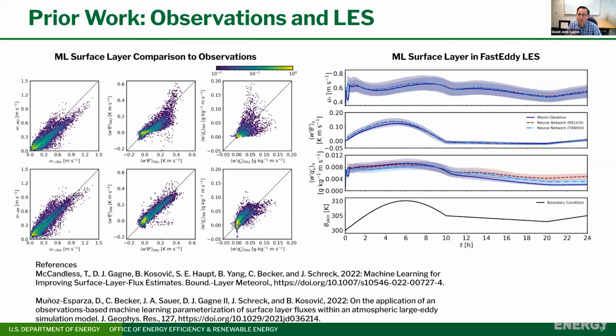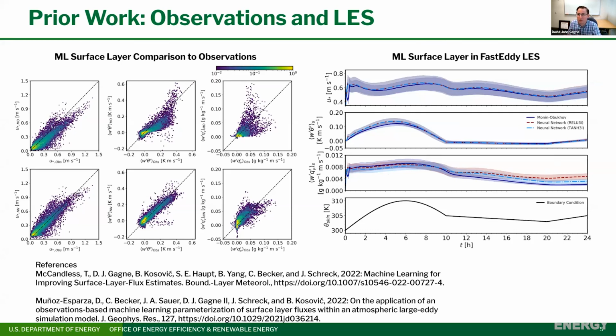We get much bigger differences with the moisture flux, but I think that's because the underlying uncertainty in the moisture flux relationship is much larger. And so there's more epistemic uncertainty, essentially, in the machine learning fits.